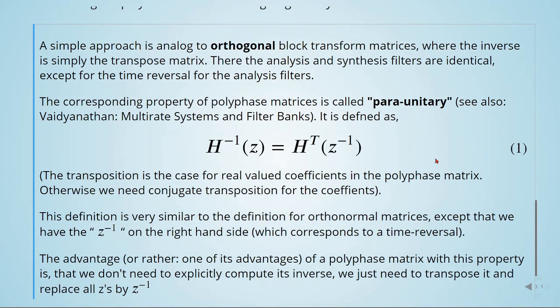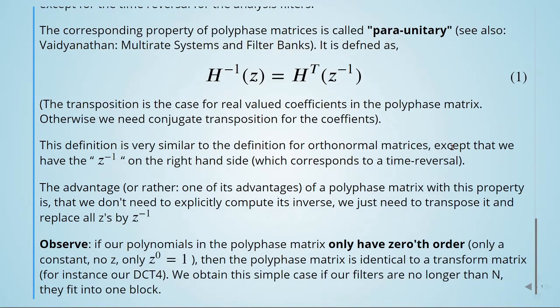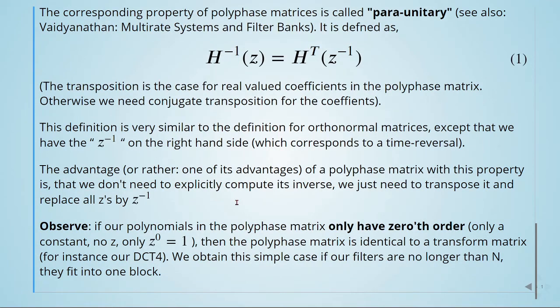This definition is very similar to the definition of orthonormal matrices, except that we have the z to the power of -1 on the right hand side, and that corresponds to a time reversal. The advantage, or rather one of its advantages of a polyphase matrix with this property is that we don't need to explicitly compute its inverse. We just need to transpose it and replace all z's by z to the power of -1.